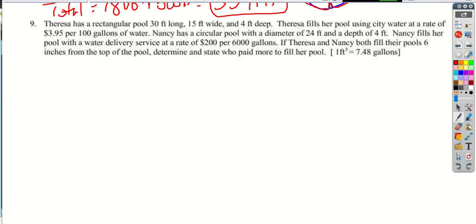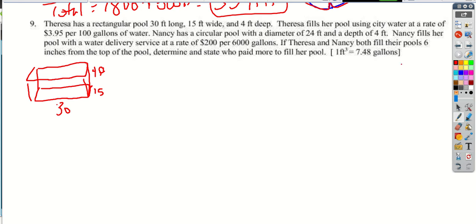So the next one, Teresa has a rectangular pool. So we can draw ourselves a rectangular pool. All right. That is 30 feet long, 15 feet wide. So that would be this side going back and forth here is 15. And it's essentially 4 feet deep. So not drawn to scale for sure. Teresa fills her pool using the city water at a rate of $3.95 per 100 gallons of water.